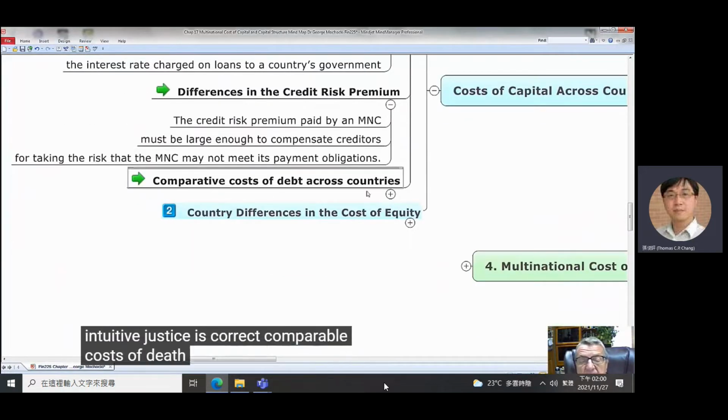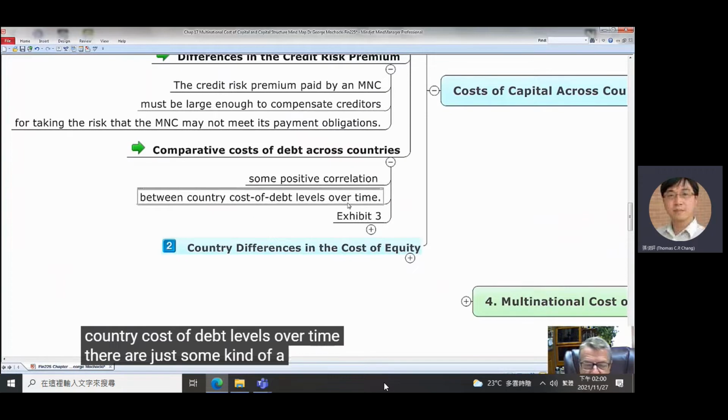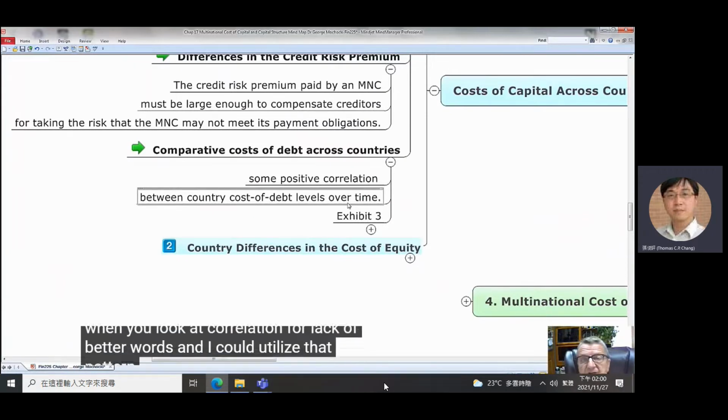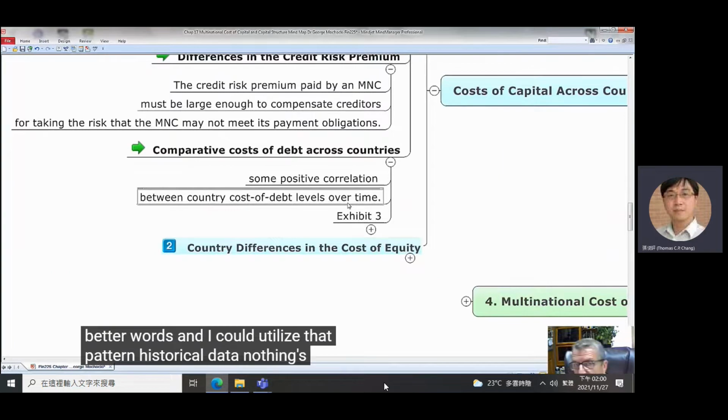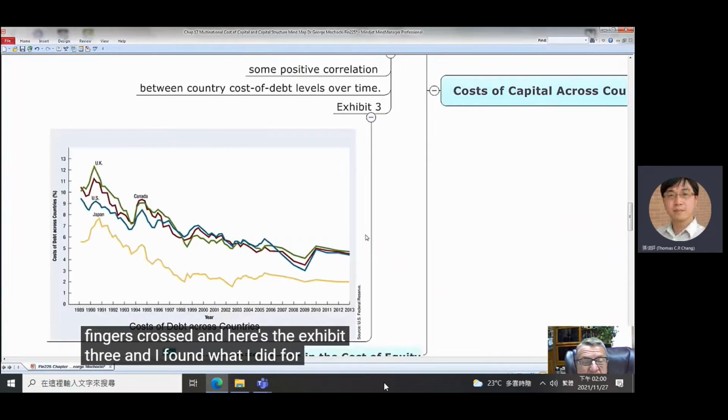Comparable costs of debt across countries. Again, there is some positive correlation between country cost of debt levels over time. Remember, it's just some kind of a pattern when you look at correlation, for lack of a better word, that I could utilize, historical data. Nothing's guaranteed, but it gives me a feeling that if I do it this way, with everything else the same parameters, I should do all right. Fingers crossed. And here's Exhibit 3.